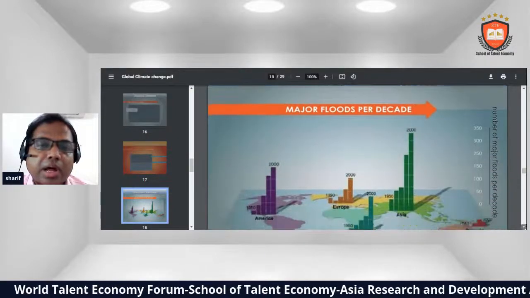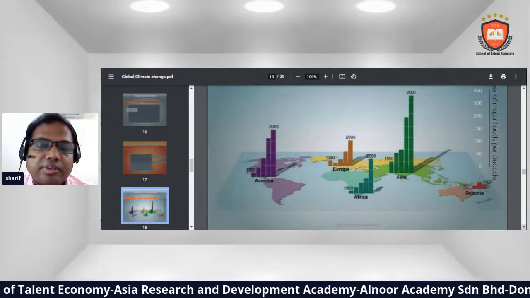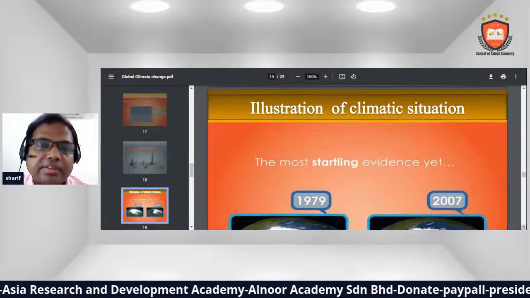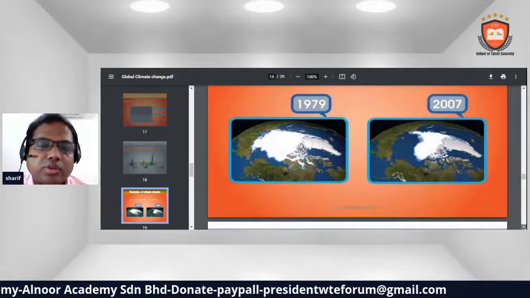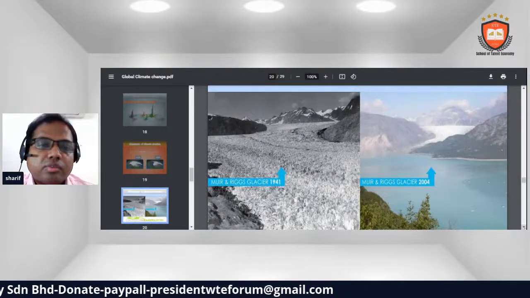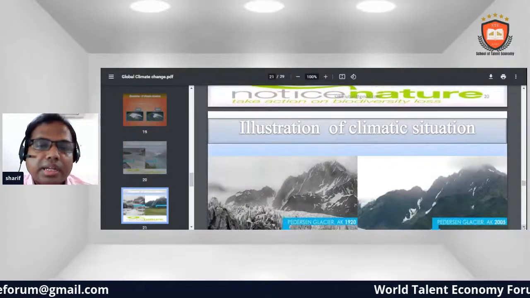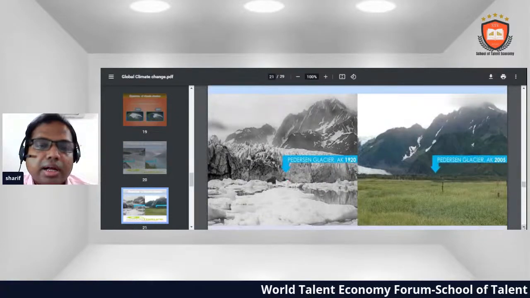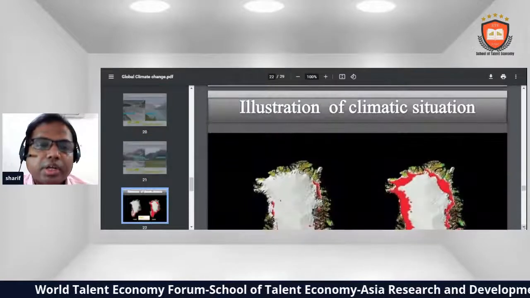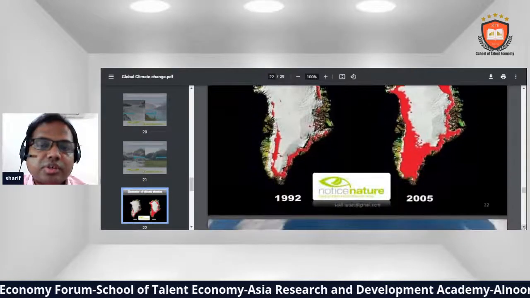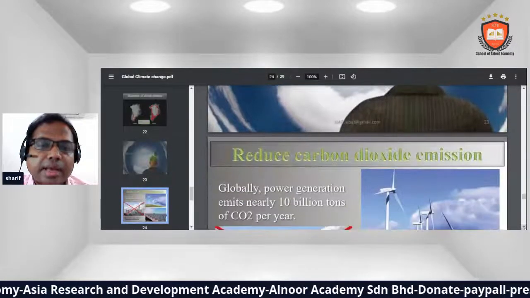Statistical development: major floods per decade in the USA, Africa, Europe, Asia, oceans, everywhere. Floods are increasing. Illustration of the climate situation: the most striking evidence yet, 1979 to 2007. Illustration: Moores and Rogers Clare 1941, Moores and Rogers Clare 2004. Peterson Glacier, Alaska, 1920 and 2005. Illustration of the climate situation, 1992 to 2005.